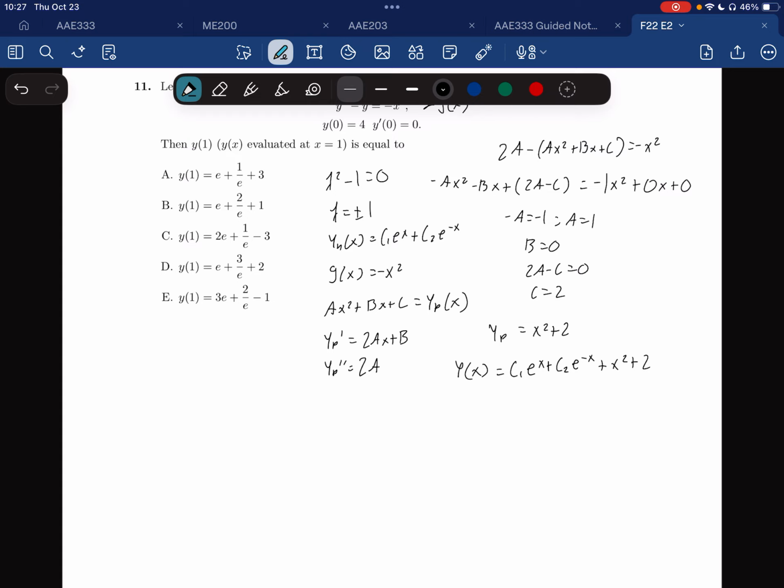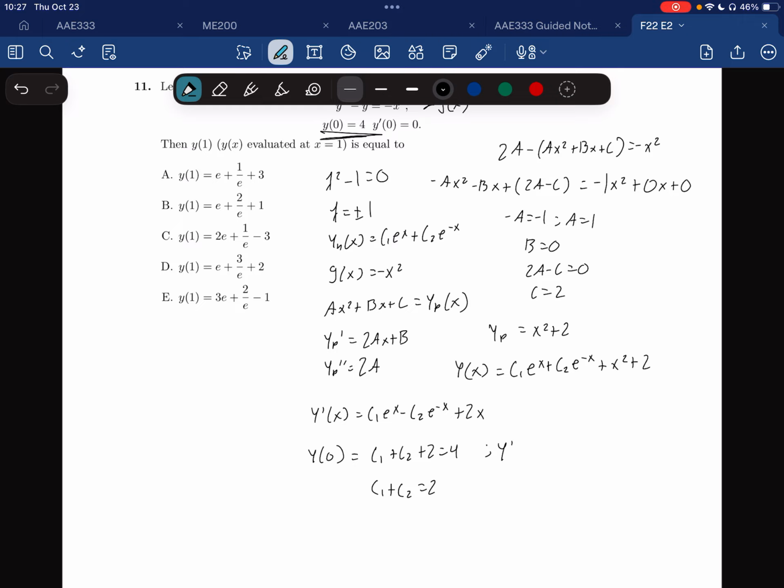And now we need to use our initial conditions to find our values of C. So y prime of x is equal to C1 e to the x minus C2 e to the minus x plus 2x, right? y of 0 is C1 plus C2 plus 2. C1 plus C2 plus 2 is equal to 4, right? So C1 plus C2 is equal to 2.